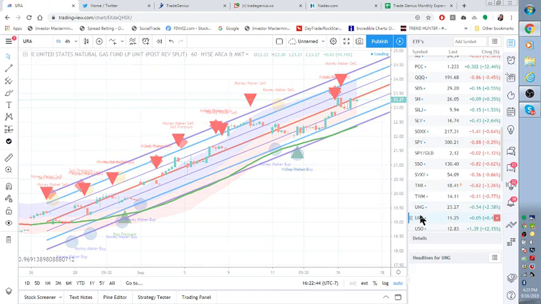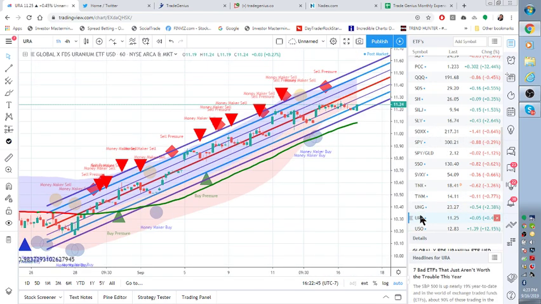And here's URA. Okay, they ran really well too. Again, same thing. So it gives you an opportunity to take this trade and just run with it.